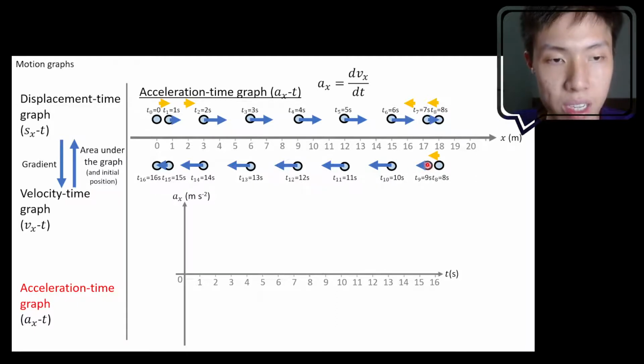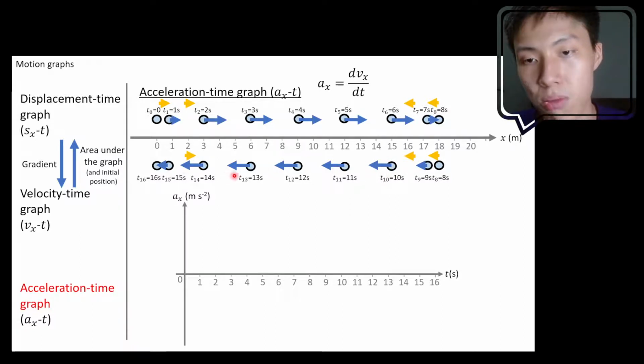Again, from here to here, before is a shorter velocity vector. Then after experiencing this change, you get a longer velocity vector. Okay, then same.